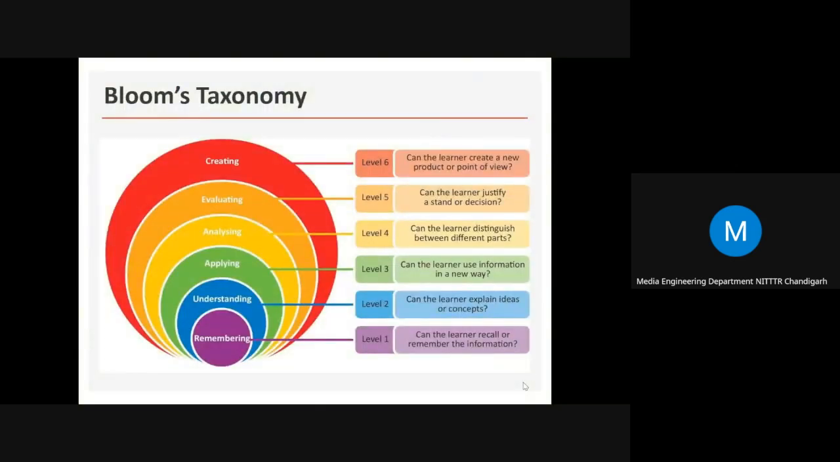Quickly, I will show certain slides to recall the various levels of Bloom's. There are 6 levels of the revised Bloom's taxonomy, and we will be referring only to the revised Bloom's taxonomy: remembering, understanding, applying, analyzing, evaluating, and creating. These are one-line statements showing the meanings of these different levels.